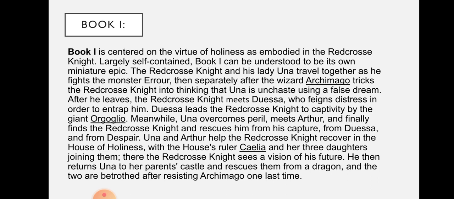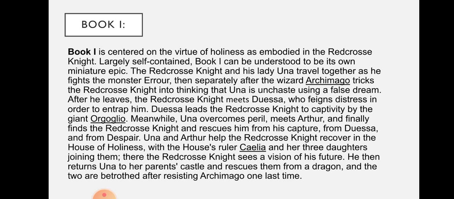Duessa leads the Red Cross Knight to captivity by the giant Orgoglio. Meanwhile, Una overcomes peril. I mean, she comes out of that trouble, meets Arthur, and finally finds the Red Cross Knight and rescues him from his capture. So it's just like fairy tales. In fairy tales, we can see there is a giant, there is a fairy, and there are ogres, and there are certain characters, and sometimes a character is captured, and a giant can capture and keep them in some sort of trouble, and then some hero comes, and some helper is there, and the story goes on, and finally we can say the victory falls to the hero, and he gets rid of that captivity, and the person is taken out and saved.